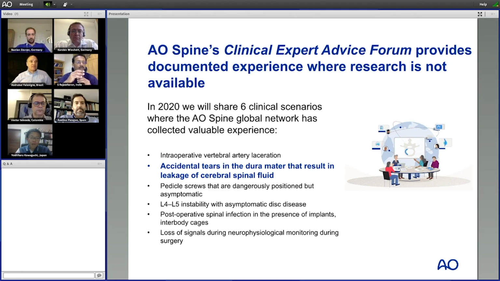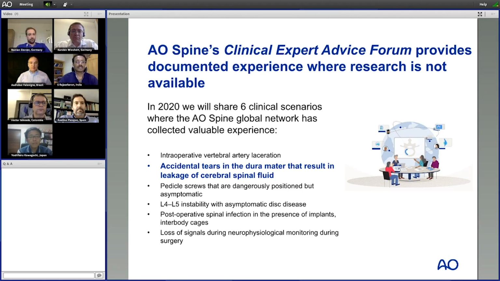And they are dealing with clinical situations like intraoperative vertebral artery lacerations, pedicle screws that are dangerously positioned but asymptomatic. And you can see on the slide 6 such topics which we have taken in the first round of the forums. A couple of weeks before, we had the first webinar on the intraoperative vertebral artery laceration. And today, we have the accidental tears in the dura mater that result in leakage of cerebral spinal fluid.